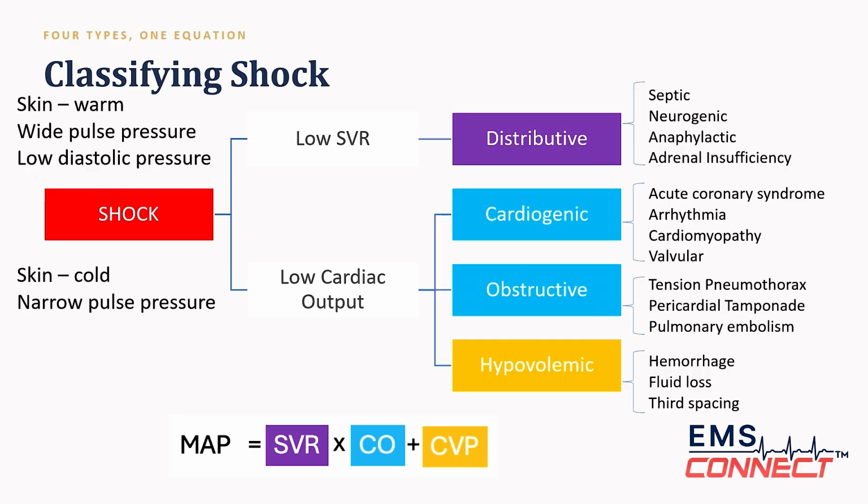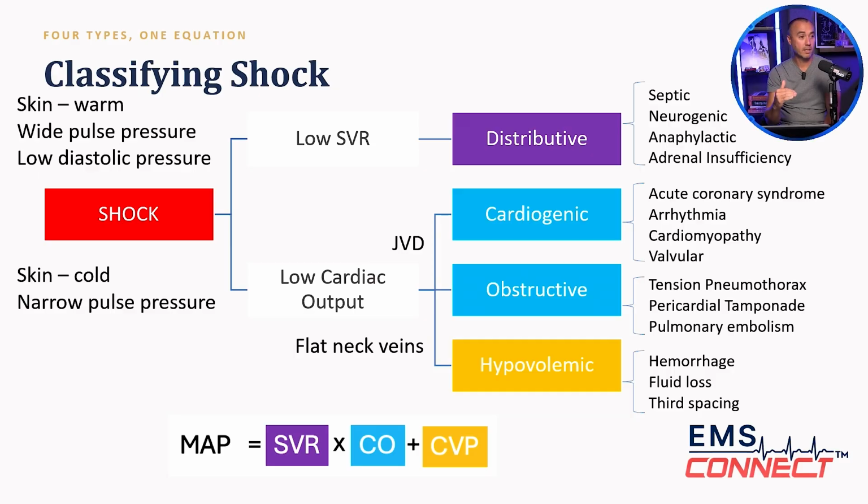If we're looking at the skin's cold, we have a narrow pulse pressure, we're thinking this is low cardiac output. We should be saying, what's their volume status? Is there JVD? Is there peripheral edema, et cetera? If there is, then we're going to be thinking cardiogenic and obstructive. And then we're looking at our physical exam findings to suggest either one. All right. Flat neck veins, low tank, think volume. Okay. So this one can help guide you as you think through this with the associated physical exam findings on there.